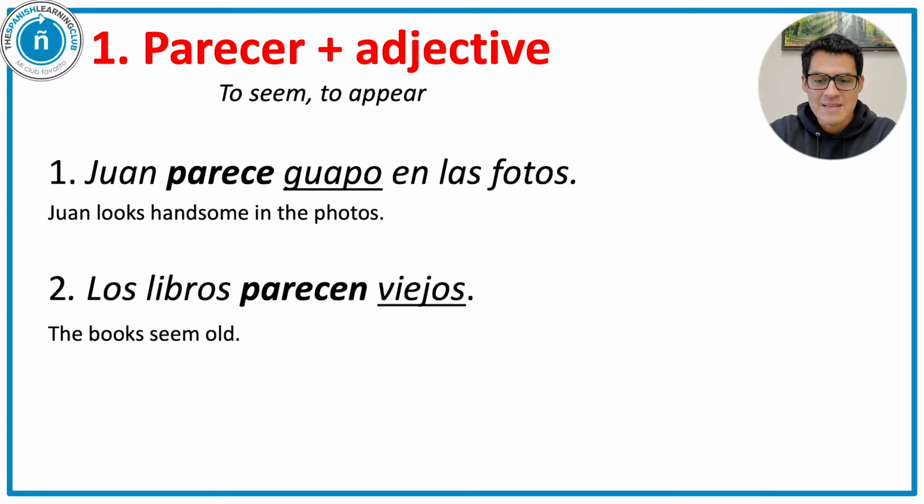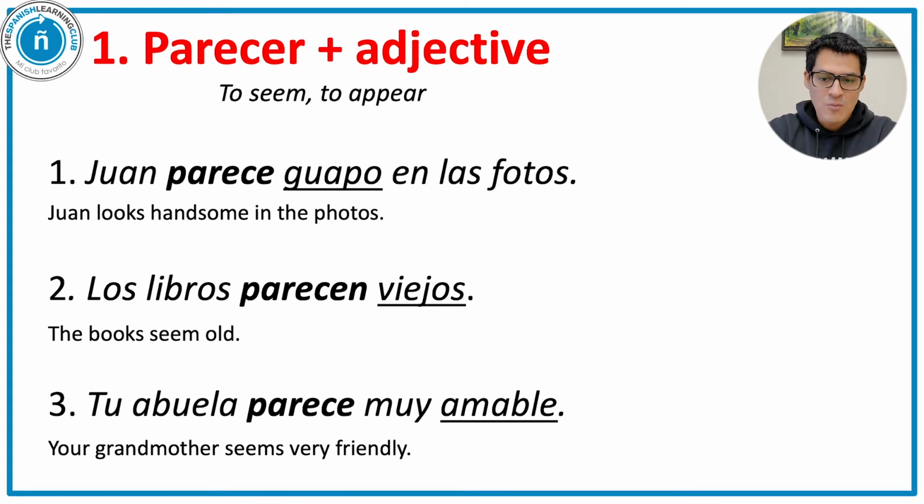Los libros parecen viejos. As you can see, we have parecer plus adjective, and pay attention to the conjugation of parecer because we are conjugating parecer according to the subject here. Again, Juan parece guapo en las fotos. Los libros parecen viejos. Tu abuela parece muy amable. In all of these examples, parecer is used with an adjective to say that someone or something looks, seems, appears some way.